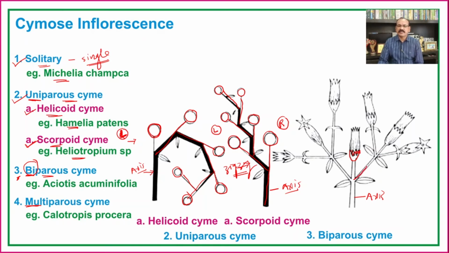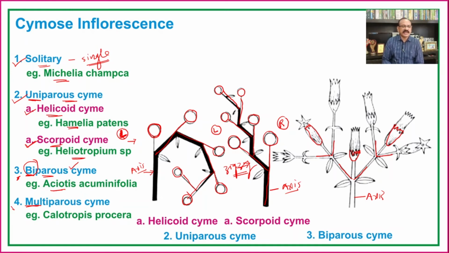And because of that, there is a development of the lateral bud, and again there is a development of two flowers on each side. So again the growth of this axis is checked. From these flowers, again there is a development of two flowers. Every time there is a development of two flowers at each time, hence it is known as biparous type of cyme. And the example of biparous type of cyme is Aciotis acuminifolia.